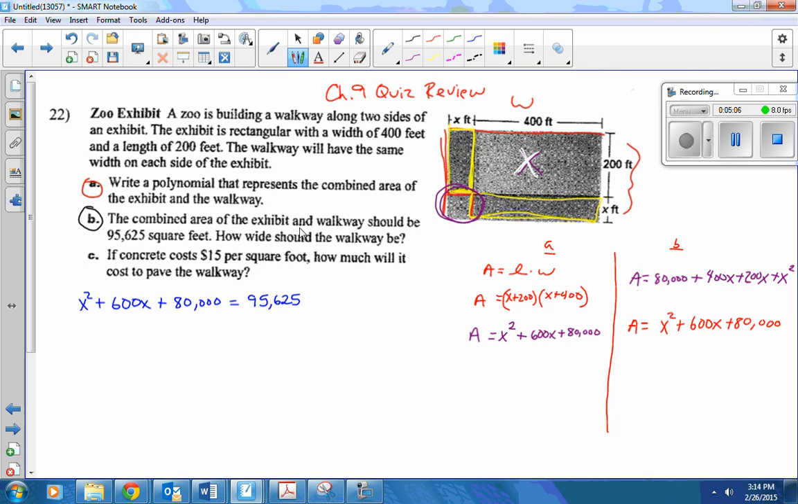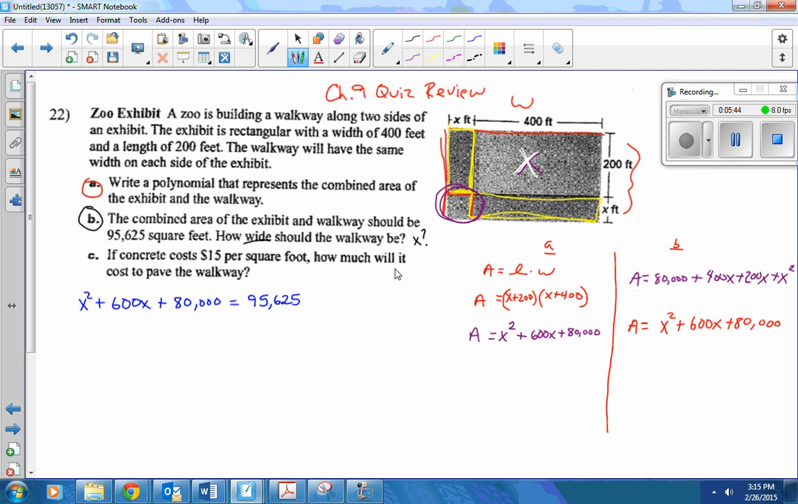They say the combined area of the exhibit and walkway should be 95,625 square feet. So that's combining the walkway and the rest of the exhibit. All together, it makes this big area, 95,625. That's why I made our trinomial equal to 95,625 instead of just using A that represented the area. They're asking us now, how wide should the walkway be? Well, that means they want us to find out what's x.